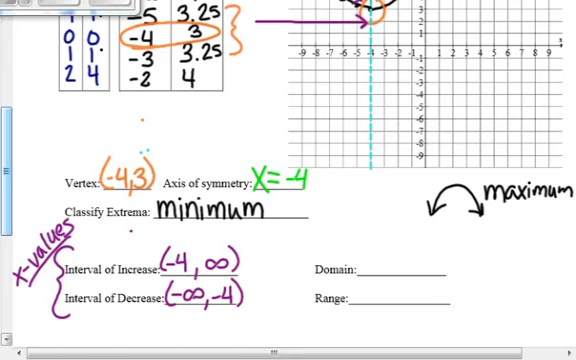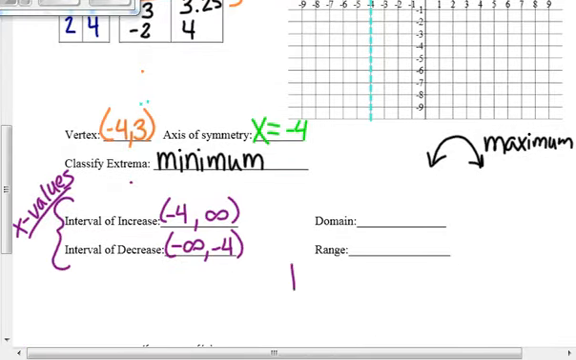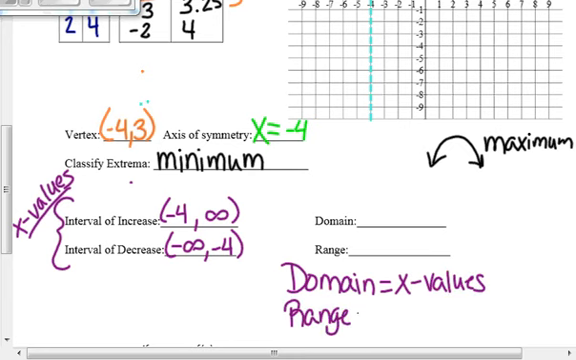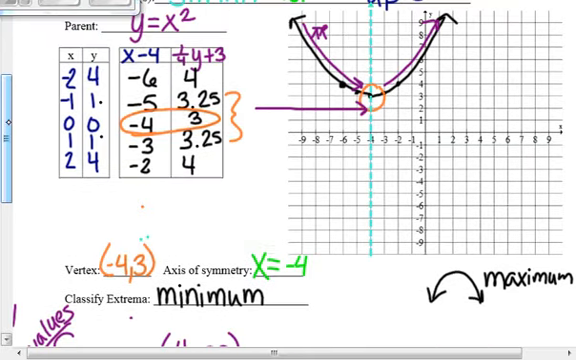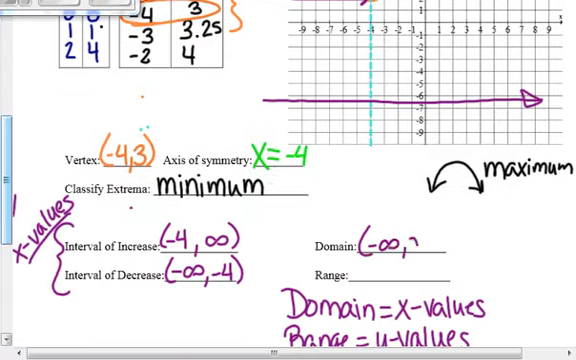For domain and range, our domain is always our x values. Range is always our y values. When we look at our function, we can see that our function starts at negative infinity and goes all the way to positive infinity. So our domain is negative infinity to positive infinity, or the symbol for all real numbers. For range, we start from bottom up. Domain is left to right.